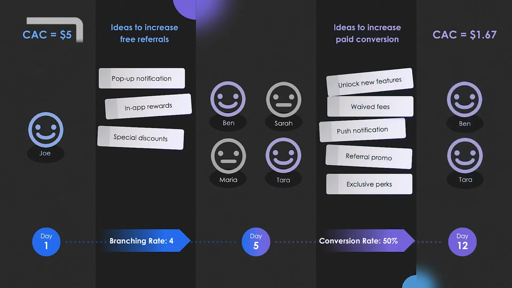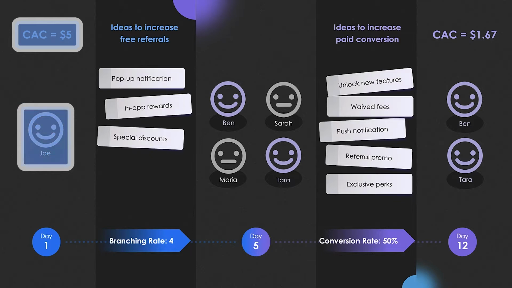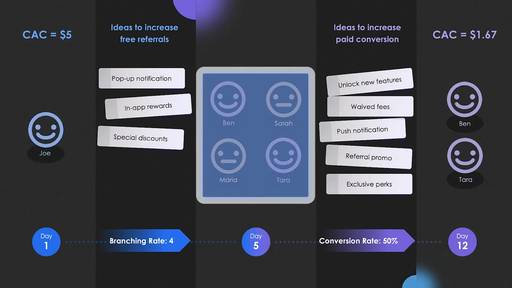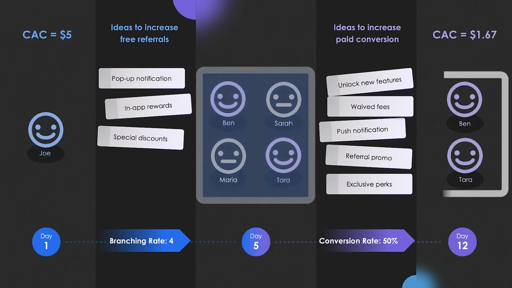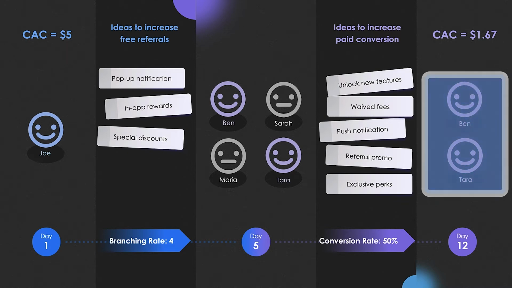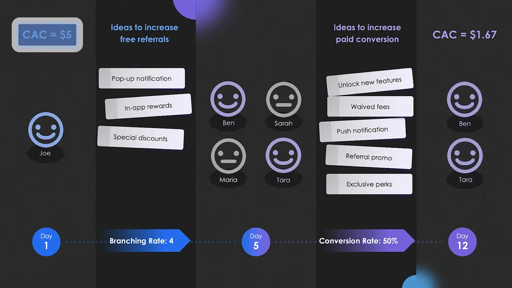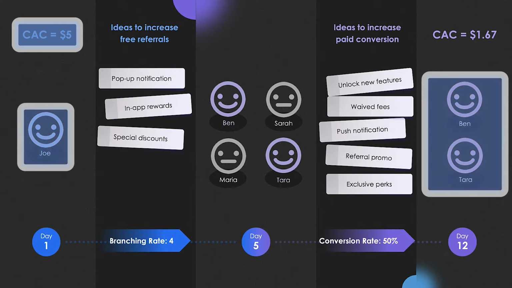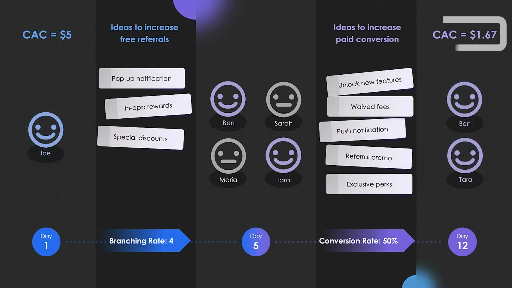Let's say you spent $5 to acquire one user. This user then told 4 people about your product. Out of these 4 people, 2 were convinced and signed up. This means that with the $5 you initially spent, a total of 3 users were acquired. So, the cost of acquisition is $5 divided by 3, or $1.67. This is a lot lower than the initial CAC of $5 if you didn't use any viral growth strategy.